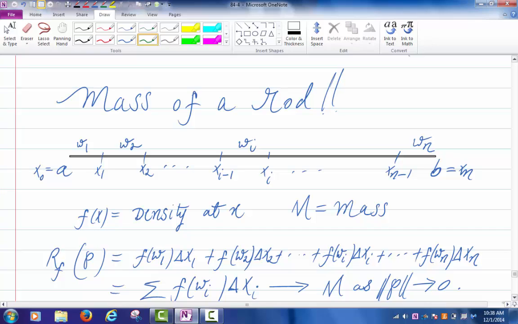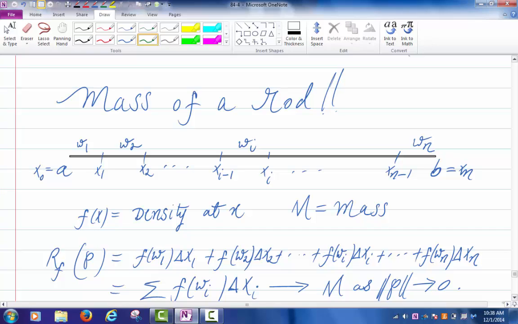Why? Remember I said it's varying density, right? So f of W1 is not the density at every point in that subinterval. But because the piece is so tiny, I can think of f of W1 to represent the average density of the rod over the first subinterval.